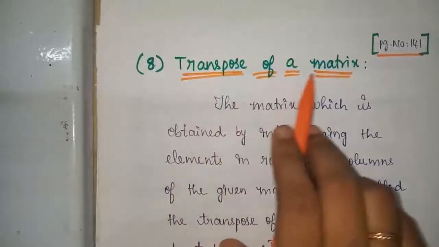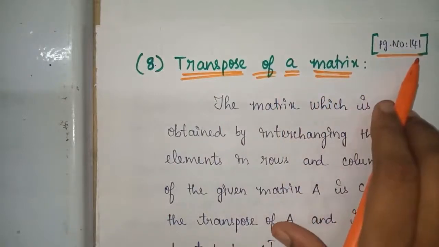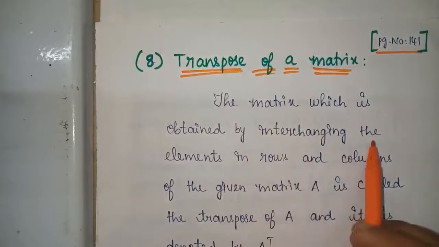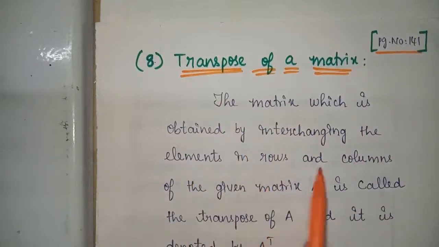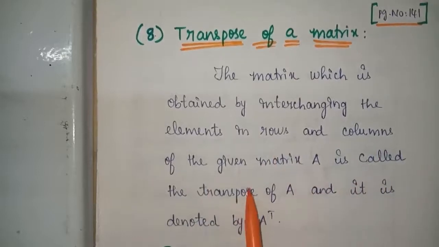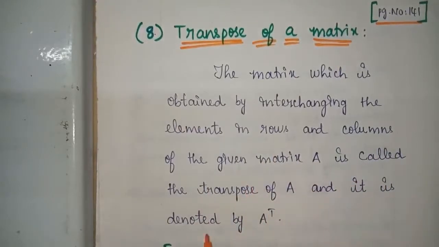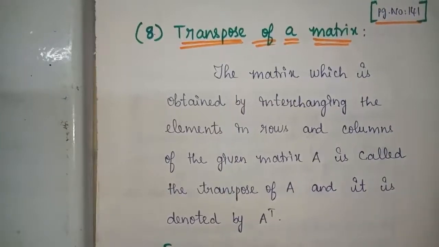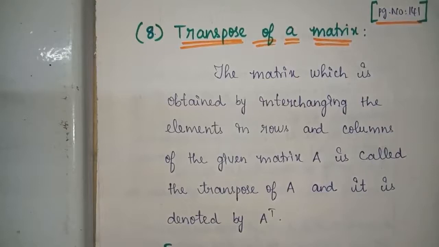Eighth one is transpose of a matrix, page number 141. The matrix which is obtained by interchanging the rows and columns of the given matrix A is called the transpose of A, and it is denoted by A transpose. So one matrix is given, you have to change the rows into columns, then that transformed matrix is called the transpose of the matrix.